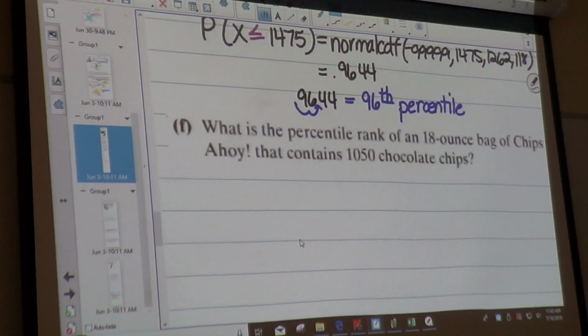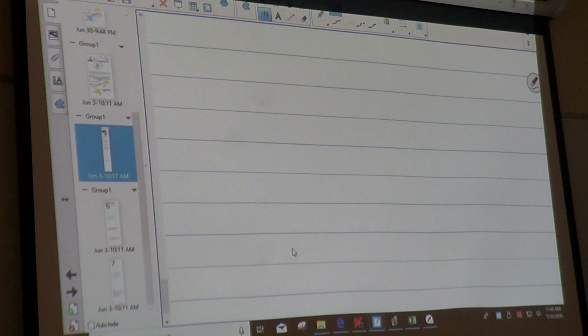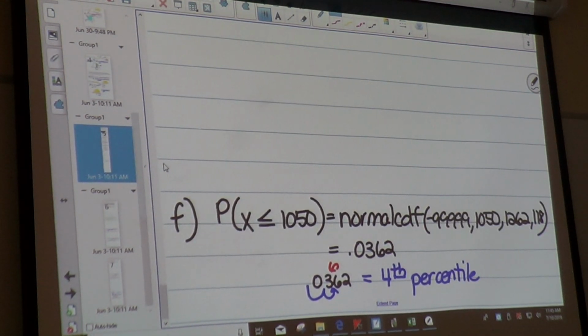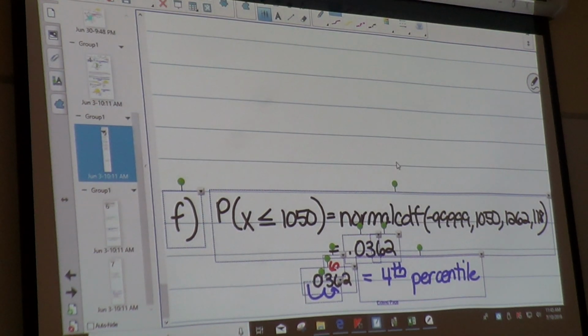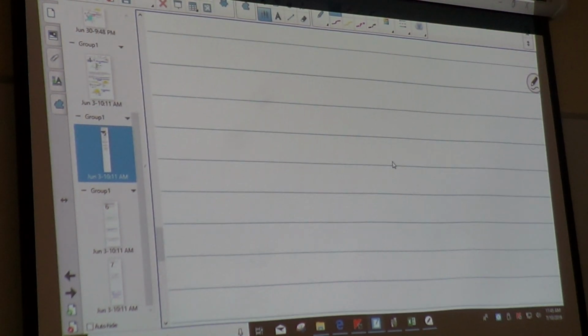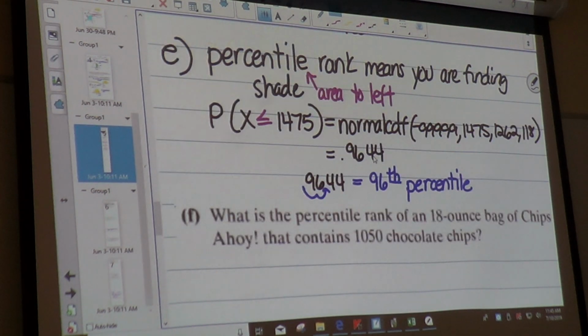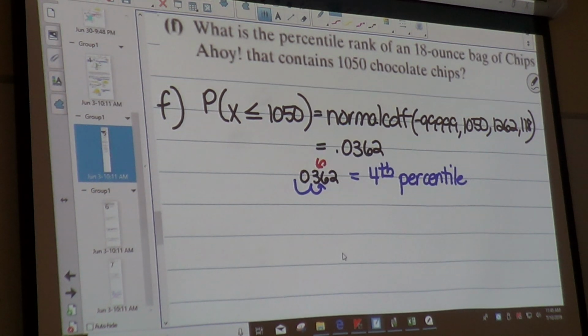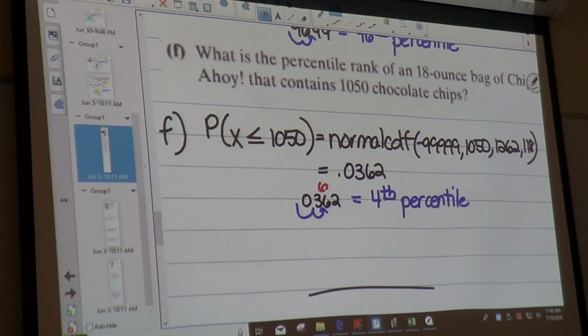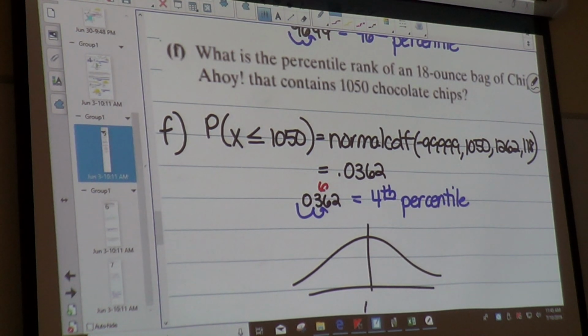Alright, let me bring this one up and we can just talk about this one as well. Because now they're getting to be, this book rounds up. This is the first book I've seen rounded up. Most books usually say all the way to the whole number is the same, but this book is rounding up. So for this one, we are doing the 1262 and the 118, and our data point is 1050, and we are doing percentile.